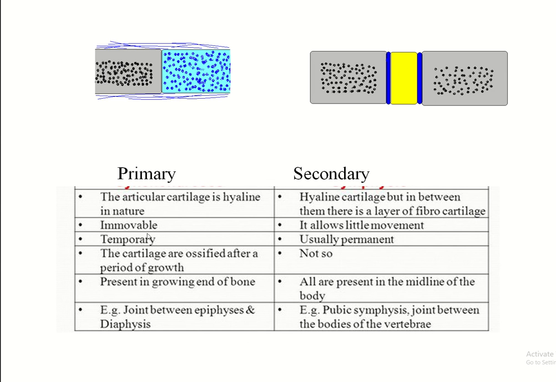Primary cartilaginous joint is not moved, but a limited amount of movement is seen in the secondary cartilaginous joint. This is the permanent joint because the fibrocartilage cannot convert into bones, but the hyaline cartilage is converted into bones after 18 to 20 years. So this is the temporary joint. This joint is usually found at the growing end of the long bone, and this joint is mainly found in the midline of the body: pubic symphysis, intervertebral disc.